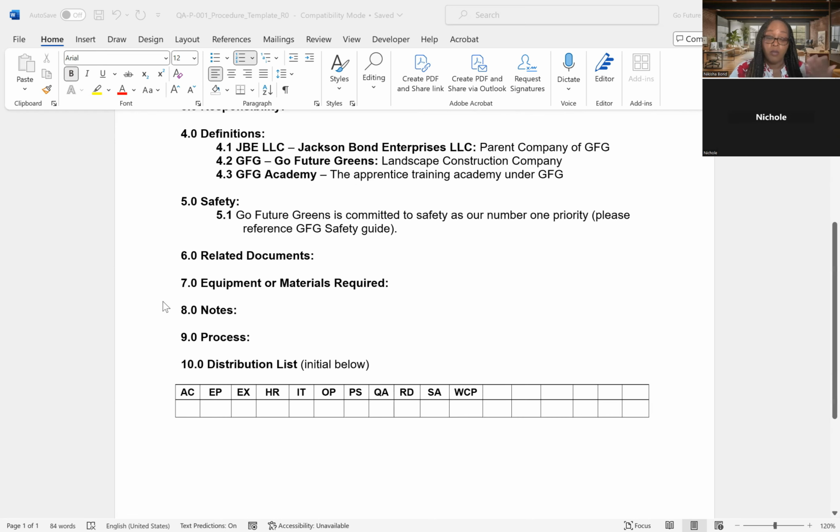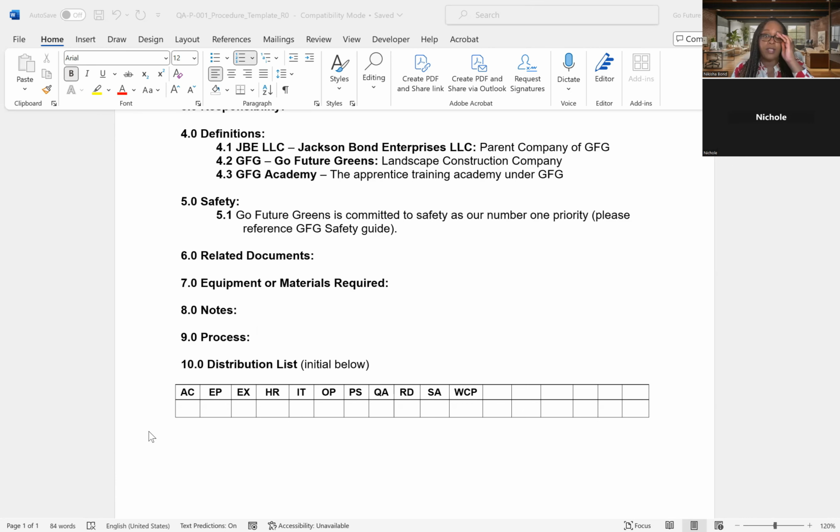If you have safety, you want to put in any type of safety concerns. If you have any related documents, and as you build your standard operating procedure, you're going to want to make sure that you reference back to different procedures so that they can understand, like, oh, I might be looking at one procedure, but maybe this procedure has 3 other procedures that they're related to. The next one is that you want to do the equipment or materials. So let's say that they need a computer, or they need a printer, or they need some type of a little doohickey in order to do it.